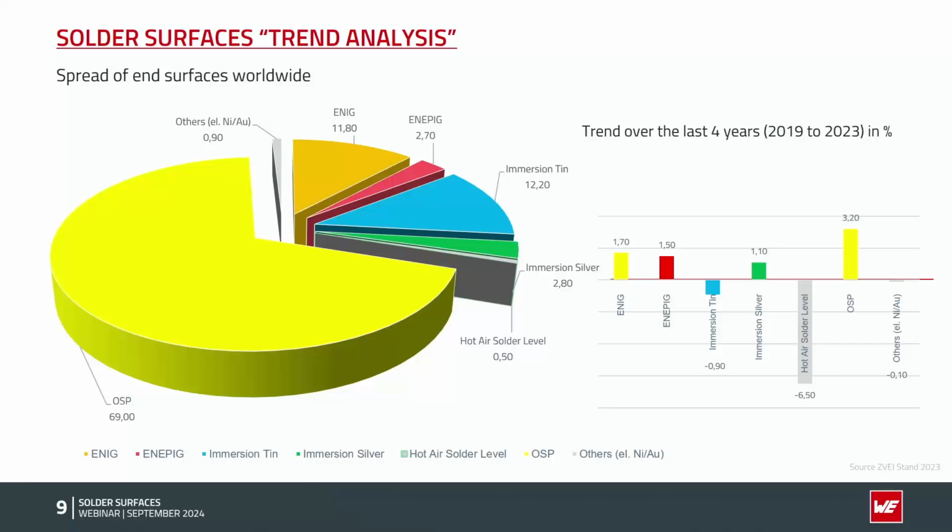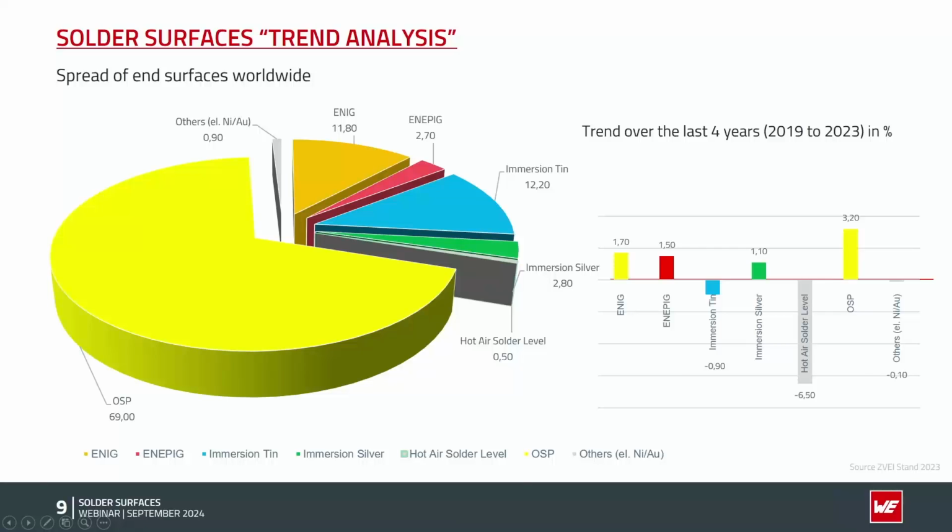Most remarkable is the decrease of hot air solder leveling. This is also why the sustainability aspects are more and more interesting and important, of course. And on the other hand, hot air solder leveling does not fit well for small components and fine pitch applications. So that's why hot air solder leveling decreased 6.5% over the last 4 years.